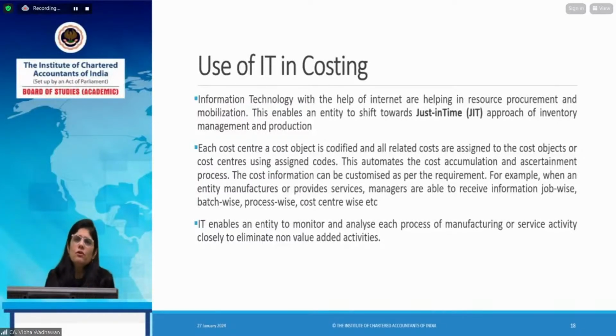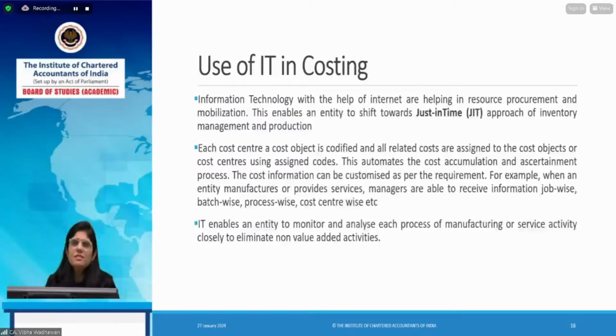If you want to send the material for product A, product A will have a code. So all the material will go to that product code. Whatever is required to produce that product, the code is going to help you arrange and accumulate all the costing used in that product. So coding helps, and through IT, the coding is a big achievement. The cost object is codified, and all related costs are assigned to the cost object or cost centers using assigned codes. So this automates the cost accumulation and ascertainment process.